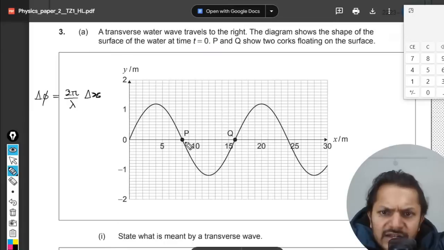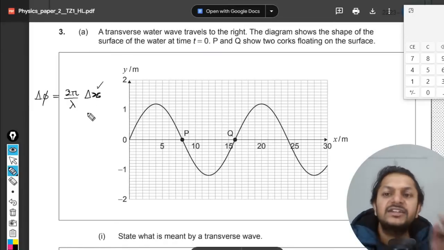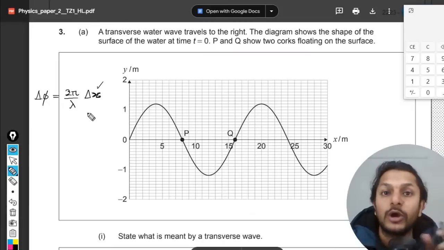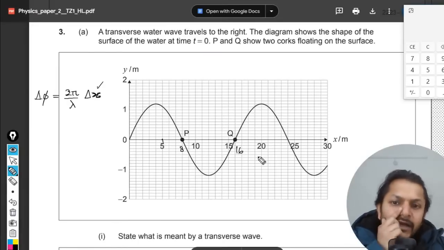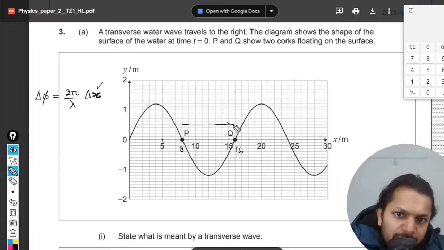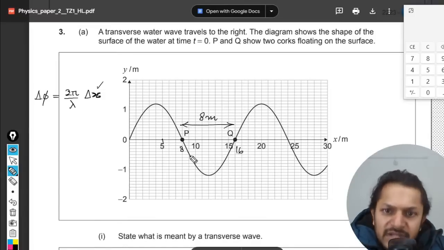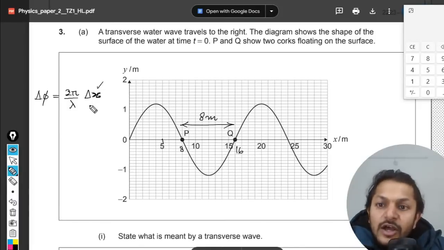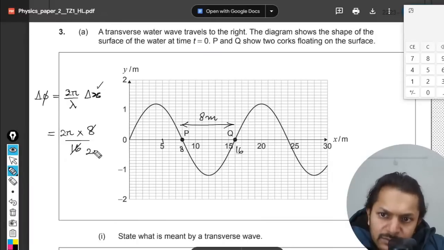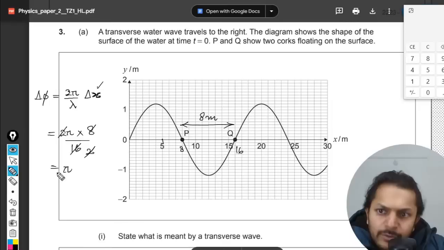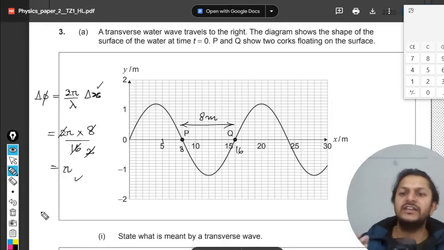Okay, now you see what is the delta x. Delta x is the change in position, the difference in position of 2 points like P and Q. So this is 5, 6, 7, 8, and this is 16 as we have seen earlier. So the position difference between P and Q is 16 minus 8, that is 8 meter. We will be putting this value here, knowing that the wavelength of this is 16 meters. So it will be 2 pi into 8 divided by 16. This 2 and 2 get cancelled out. And from here clearly we can see that the phase difference is equal to pi.